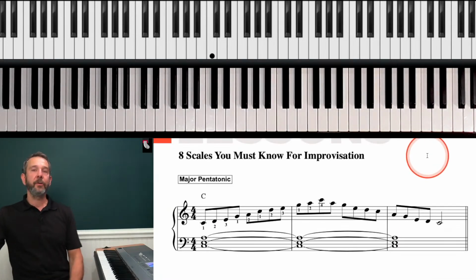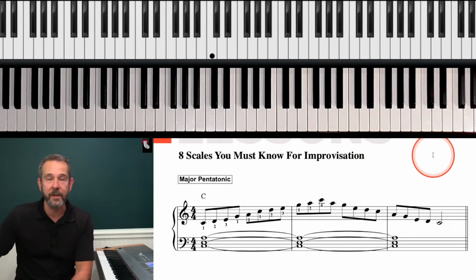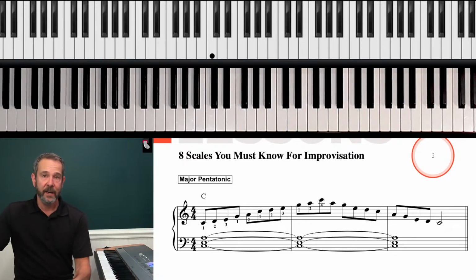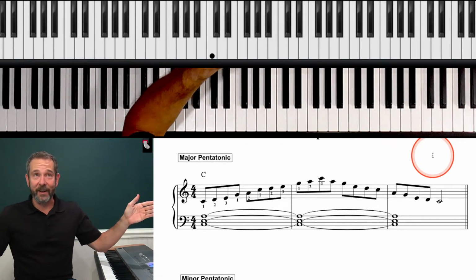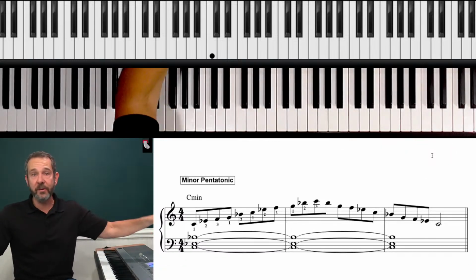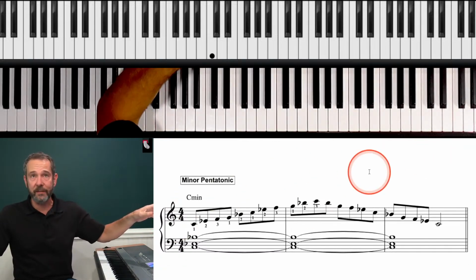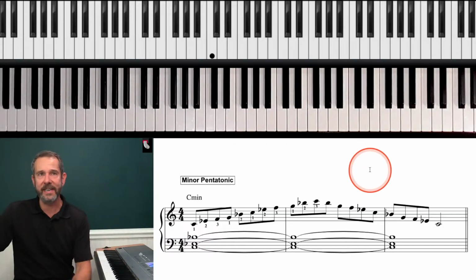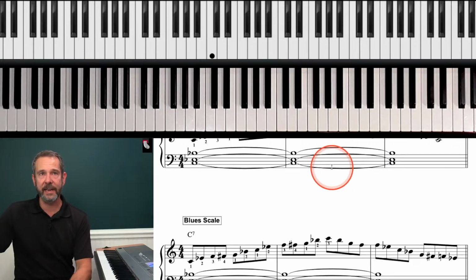I have a great lesson called 8 Scales You Must Know for Improvisation. So we have the major pentatonic scale. We have the minor pentatonic scale. And you see that this is sheet music right from the lesson. Obviously the lesson goes through in detail how to play all this, and all your fingering and everything is laid out for you as well.